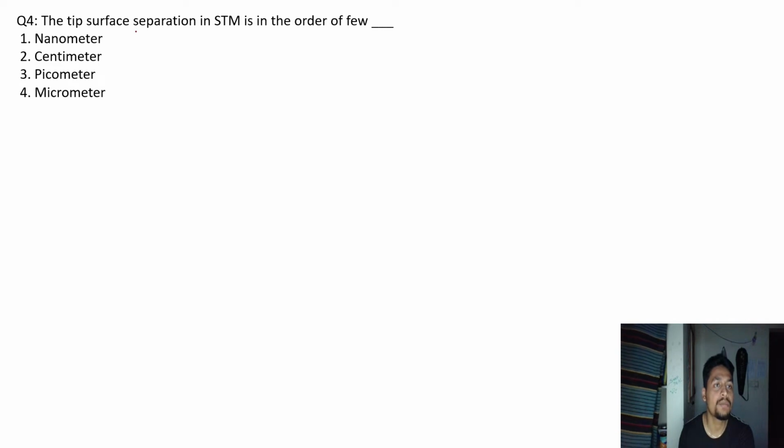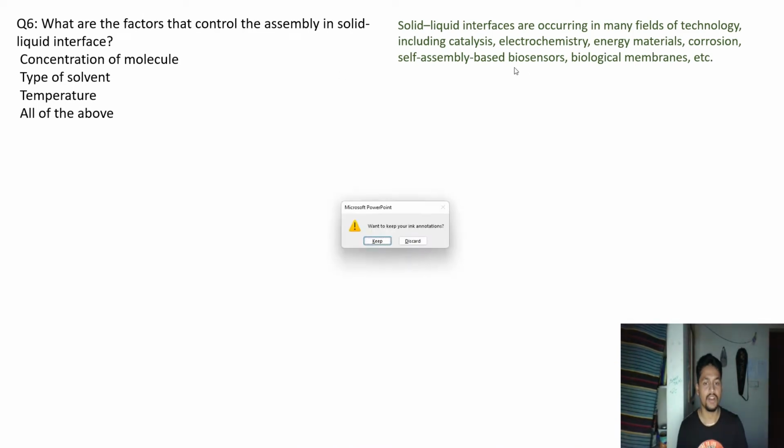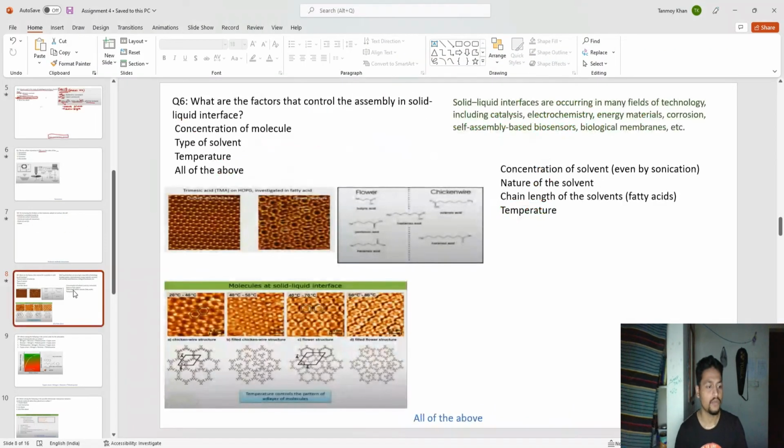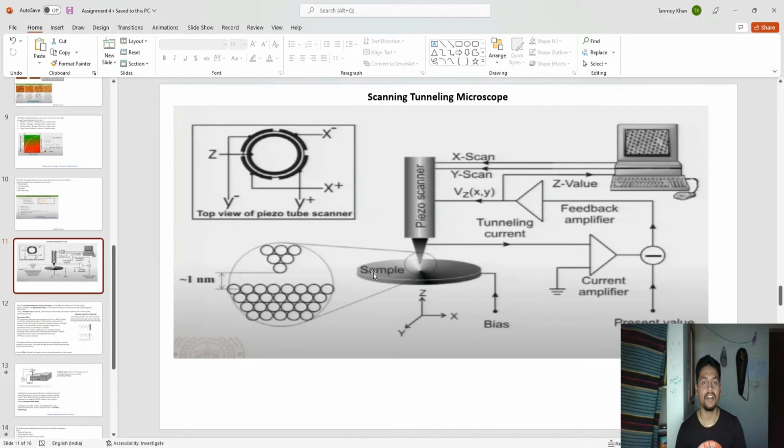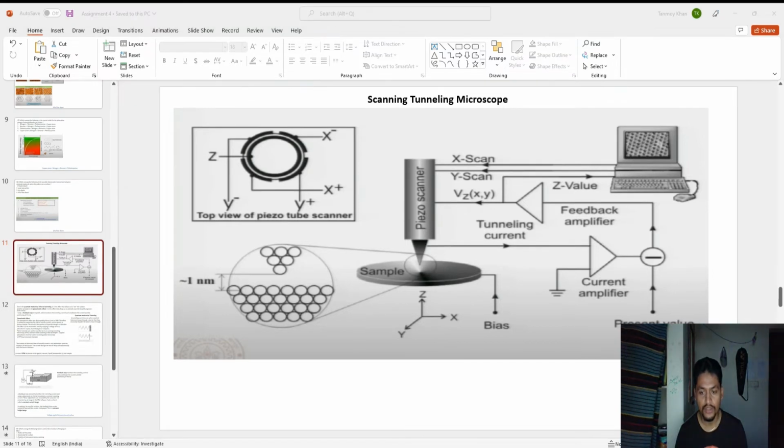Tip surface separation in STM is in the order of few. Okay. So now let's discuss the STM first because we'll be having many more STM questions. So I'll discuss here what is the scanning tunneling microscope and all. Let me just check if somebody tried to join here.